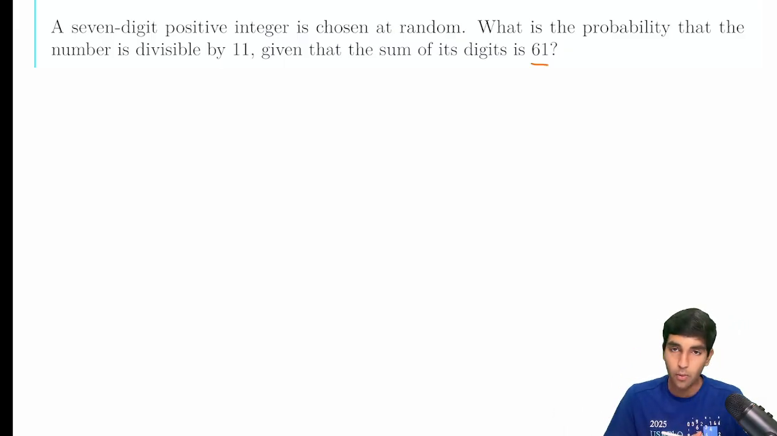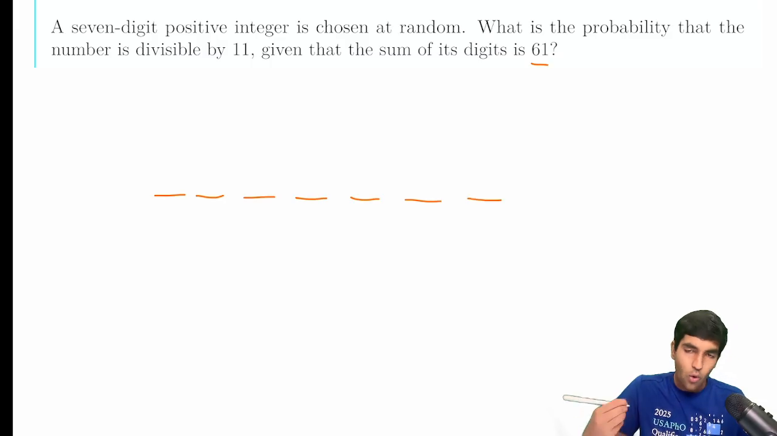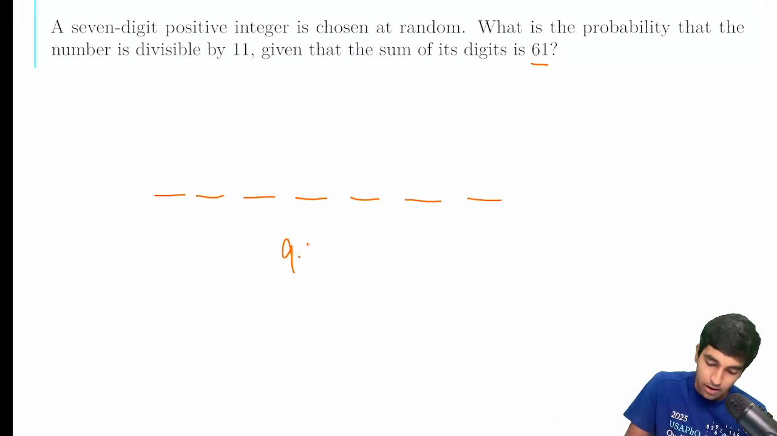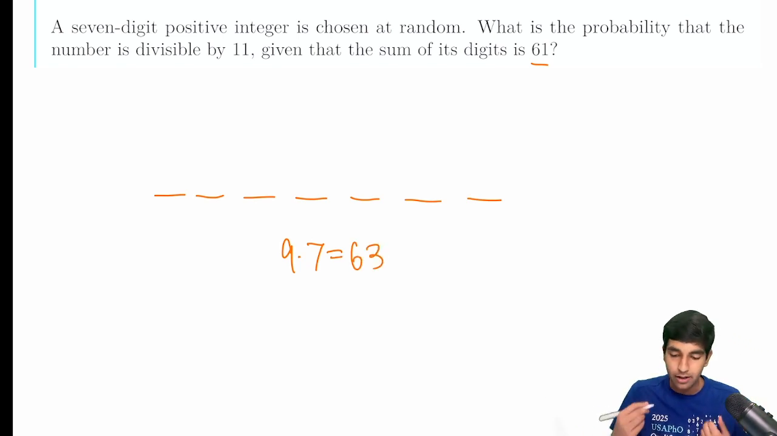So first of all, 61, such a random number. That's a very large number. That's the first thing to notice, right? 1, 2, 3, 4, 5, 6, 7. What is the largest possible value for the sum of the digits? 9 times 7, or 63, because each digit can be at most 9 and we have 7 digits. But the sum of these digits is 61. So it's 2 less than the maximum.